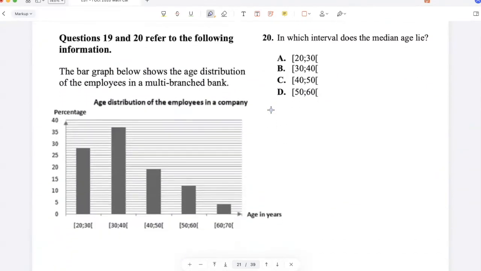Okay, in which interval does the median age lie? So the median age would be close to the 50% mark, right? So this is 28%. This is 37%. Yeah, so the 50% mark would be in the 30 to 40 range. So that's B.